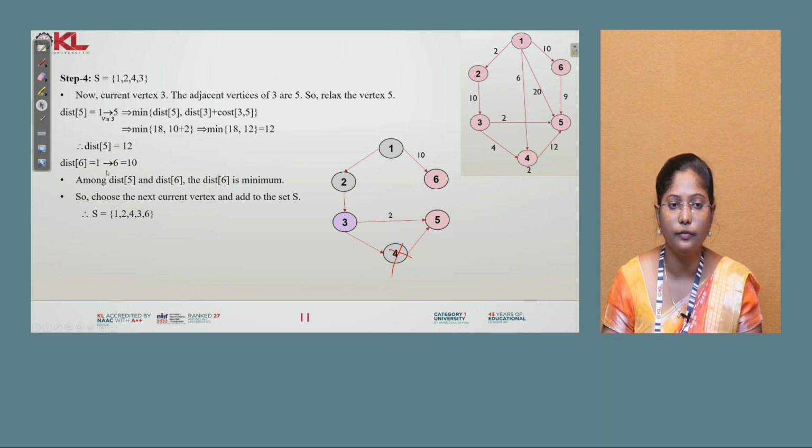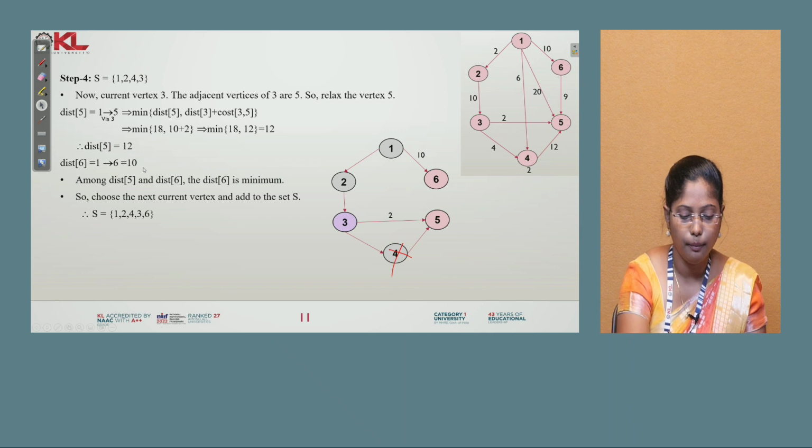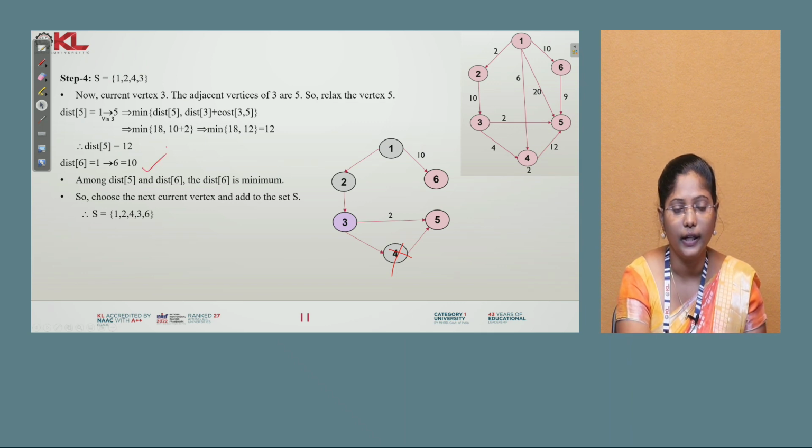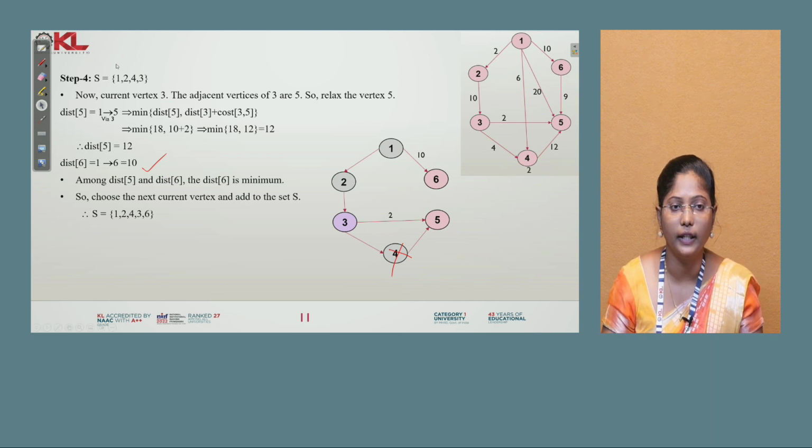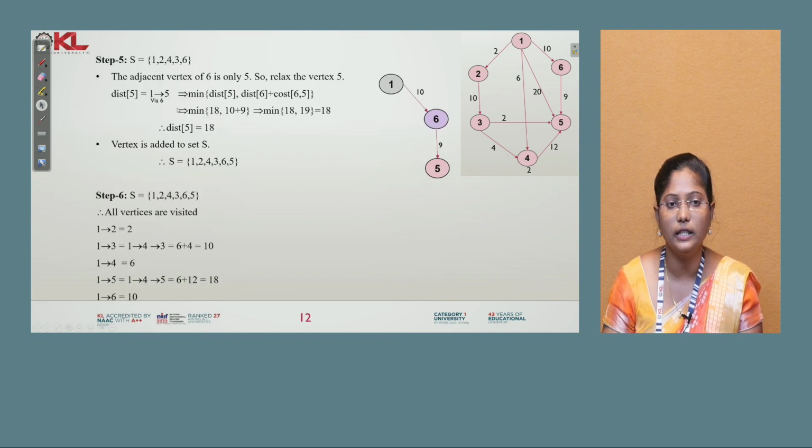Then distance of 6 is already there, that's why I am taking the same thing, and among these two values 6 is the minimum value, right. Among the distances we have to choose the next current vertex and add it into the set, right. So I am adding it into the set and going for the next node, that is 6. Its adjacent is 5 only, right. So we have to relax this vertex 5 via 6.